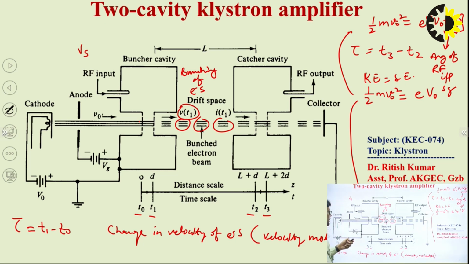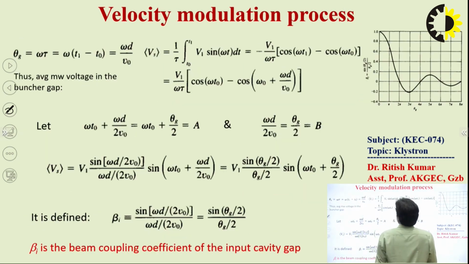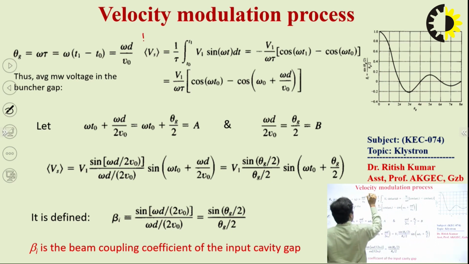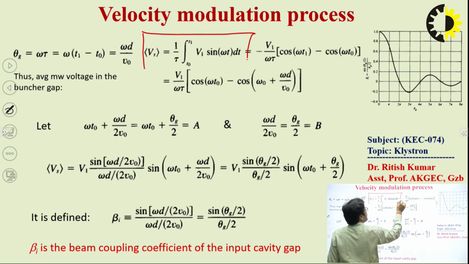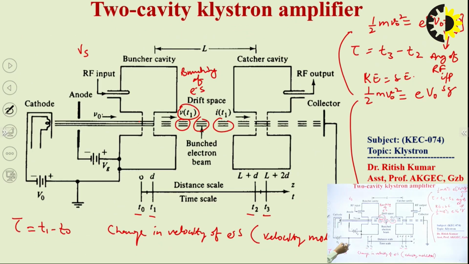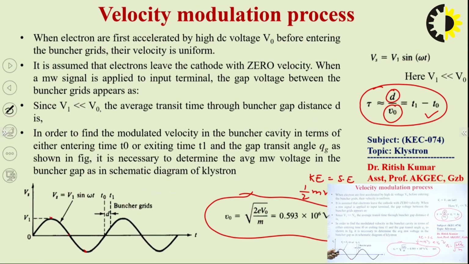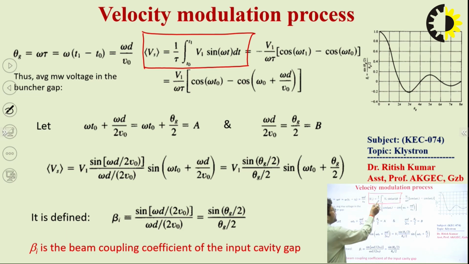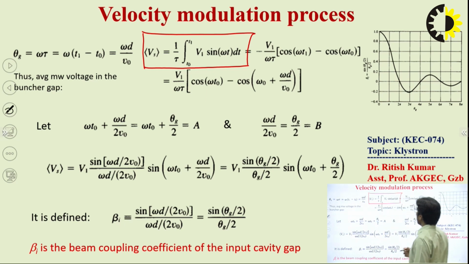Now you can see the equation here. This is the average of the RF input signal. Why did we apply the limit T0 to T1? Because the buncher cavity has the electron movement timing from T0 to T1. That's why we have applied the limit T0 to T1 on V1 sin omega t. Here this is the average of the RF input signal after opening this limit.